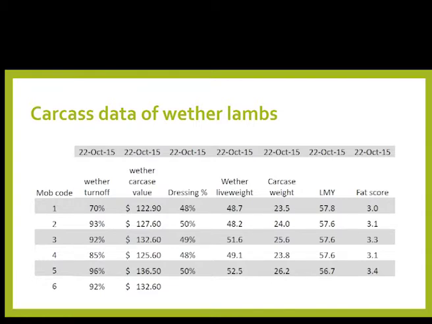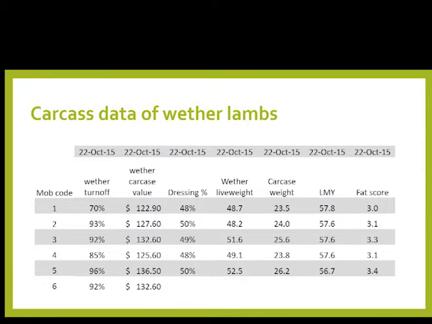I mean, that's why we're using EID. But this is down to the mob, the percentage of wethers that were turned off at that first kill. So quite a range, 96 to 70. The different carcass values of those wether lambs, the dressing percentages. We've got a live weight, obviously, before they got killed, a carcass weight, and then a lean meat yield, and a fat score.